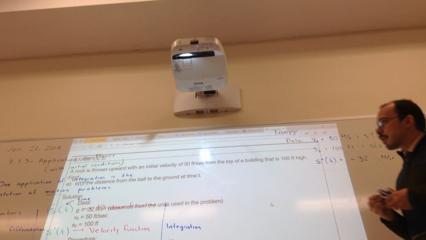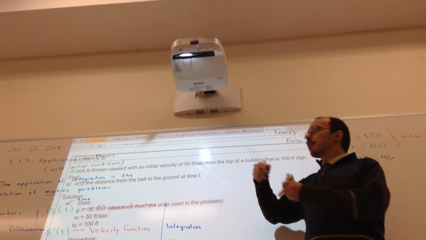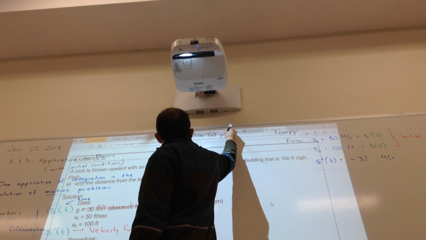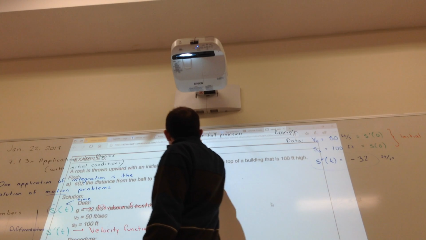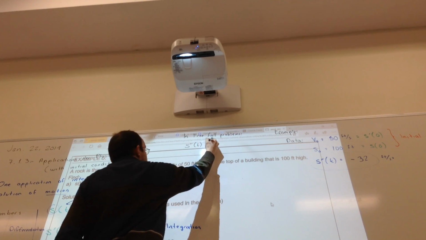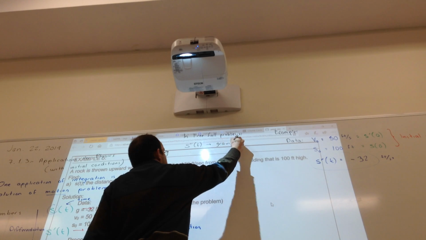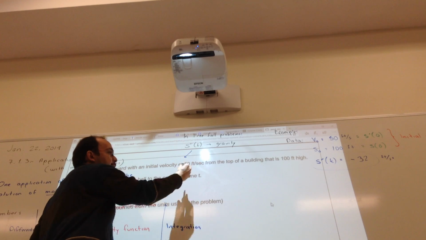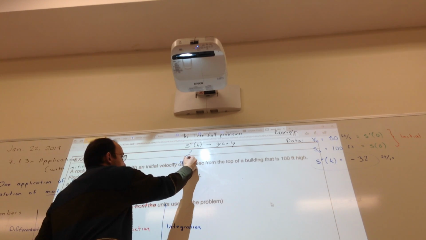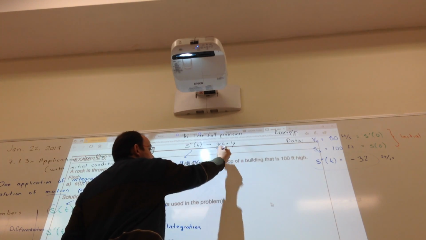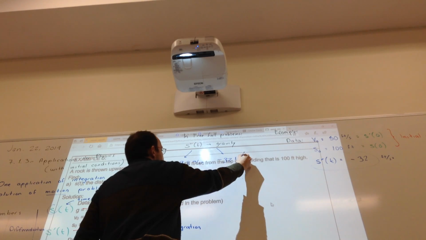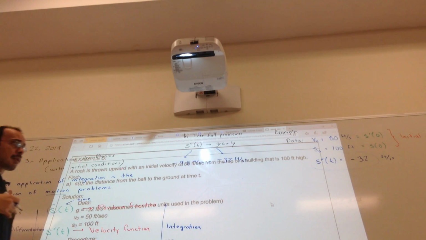Remember, this problem is a free-fall problem. In free-fall problems such as this one, the acceleration function is always the gravity. It depends on the units. If the units are in meters per second, it's minus 9.8 meters over second squared. If it's in feet, like in this one, then minus 32 feet over second squared. So this problem is in feet, so we're going to use minus 32.